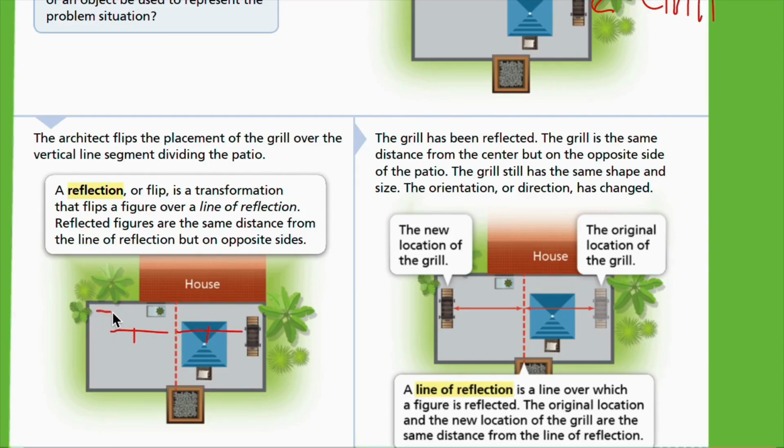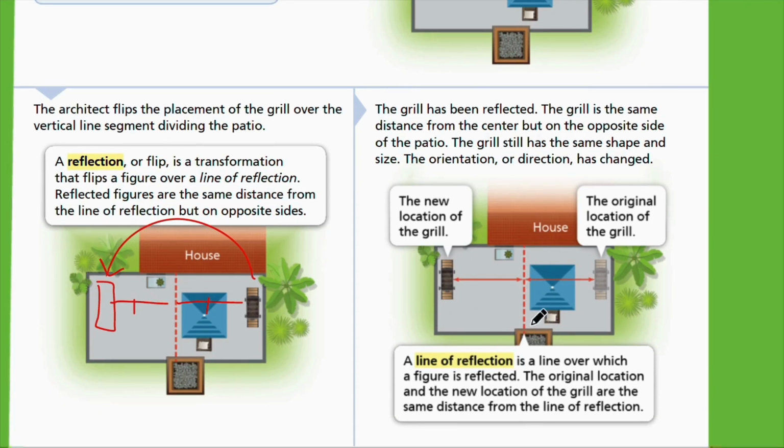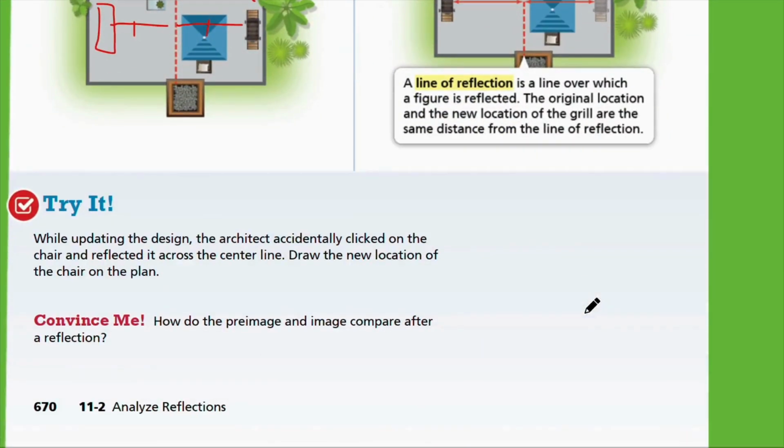So it should probably be here where the grill is right exactly on the opposite side and the same distance away from the line. Okay, so it's been reflected, it's the same distance, and same shape, everything same, but it's on the other side of the line. So line of reflection is the line where you're reflecting it. Okay, so let's look at try it.